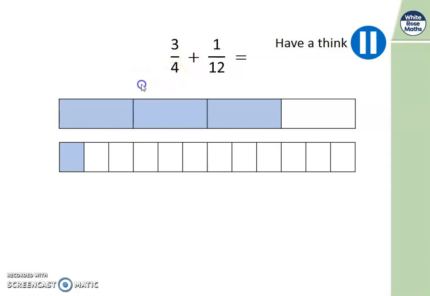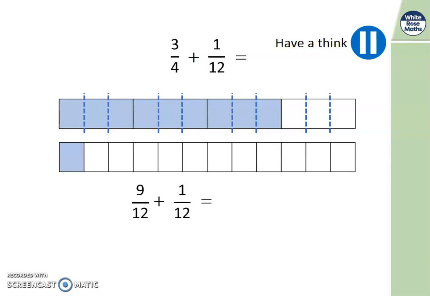Let's check. Split our bar. Do we have 9/12? 1 2 3 4 5 6 7 8 9. 9 out of 12 altogether. So it's right. So I now have 9/12. Add 1 more 12th. That's 10/12 as an answer. We could leave it there, or we could say, is there a number that goes both into 10 and into 12? 2 goes into both. So 10 divided by 2 is 5. 12 divided by 2 is 6. So it's equivalent to 5/6.